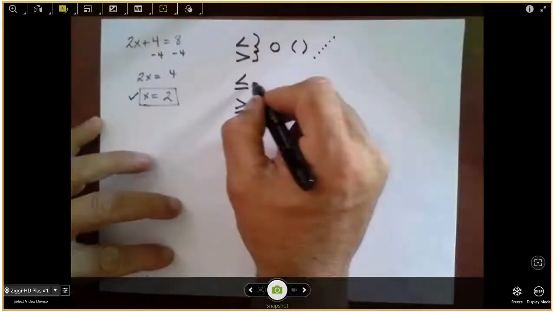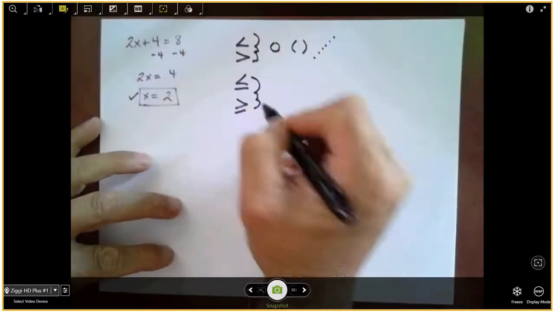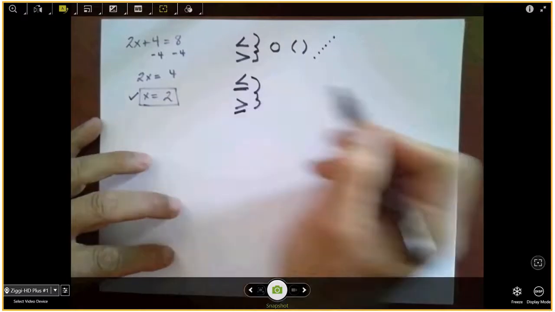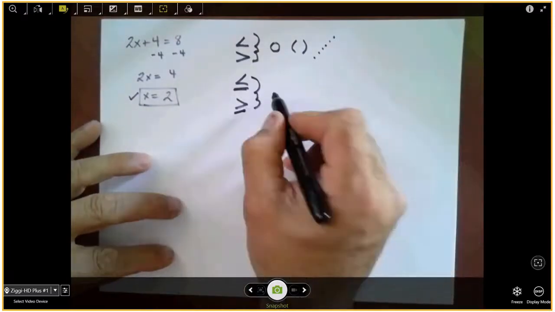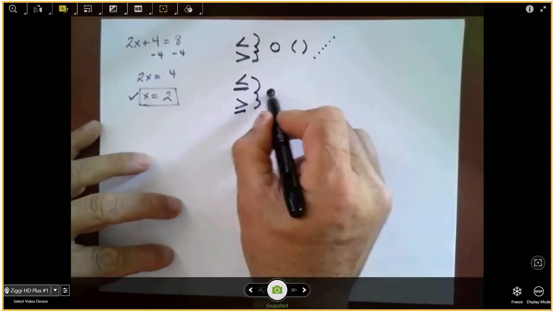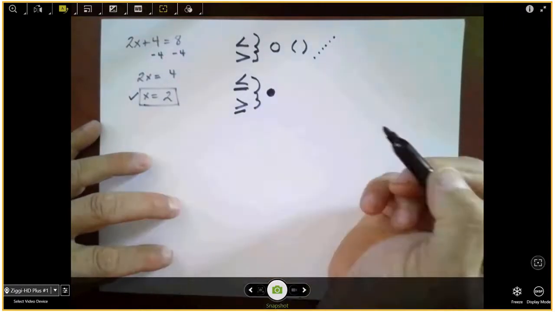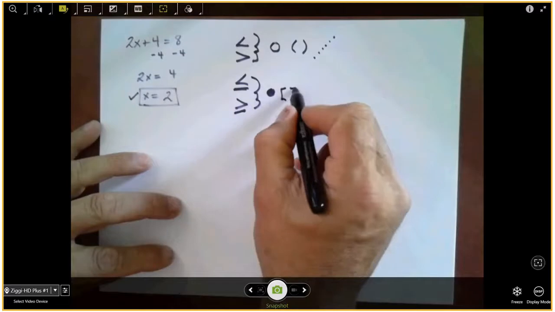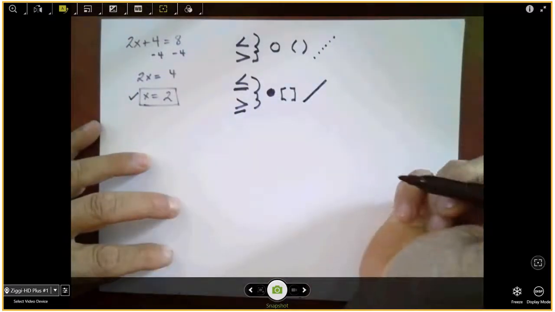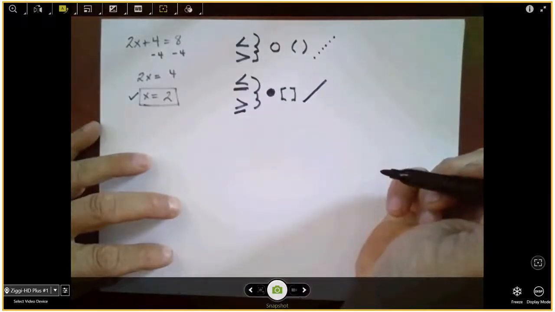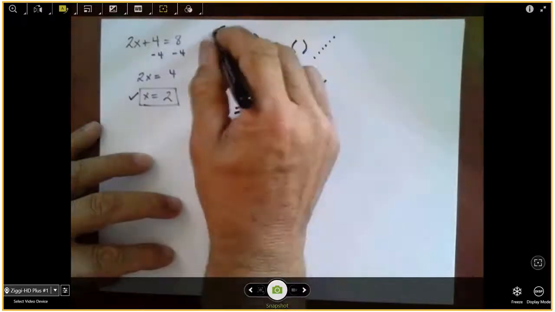These two, because they have the equal sign, means that they can use the number that's being represented. So that means that you would use a closed circle on a number line. You would use brackets during interval notation. And you would use a solid line for graphing. So you have to remember this.